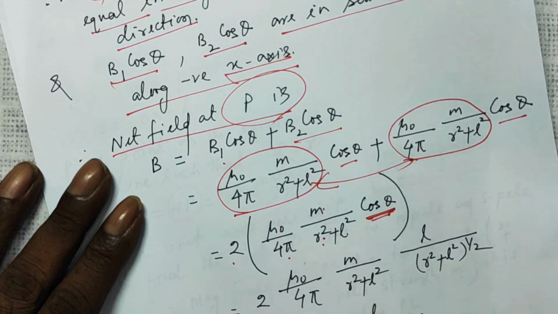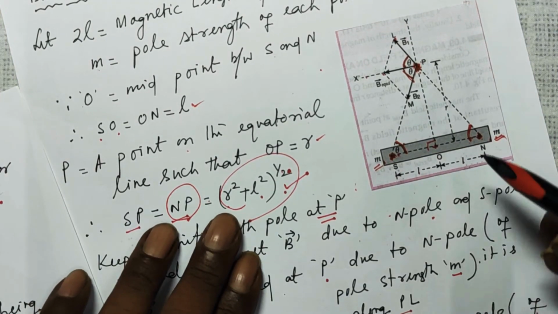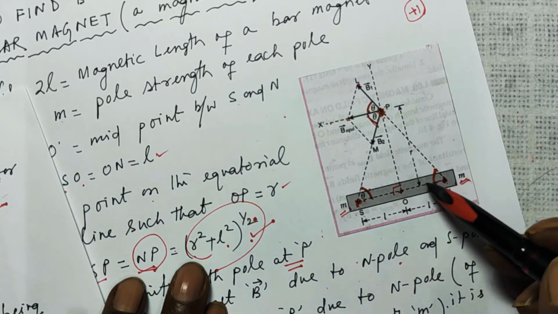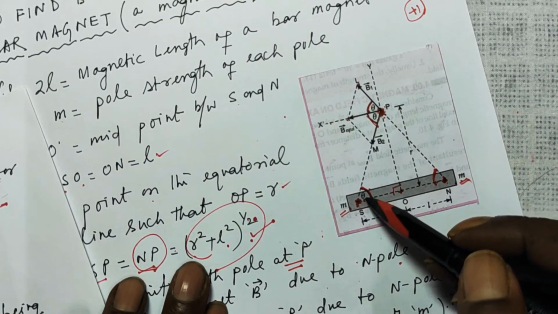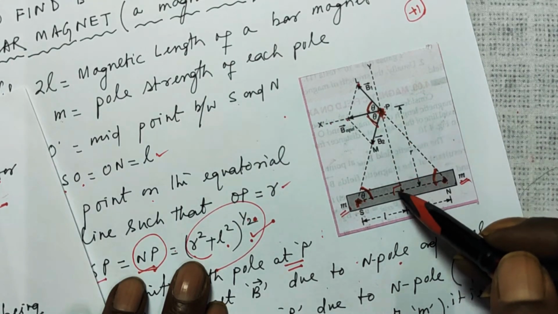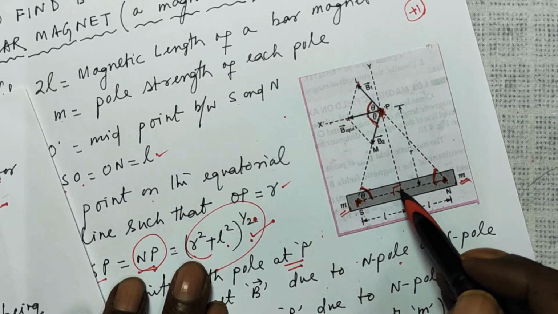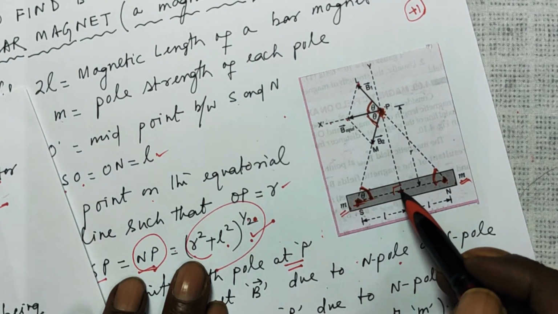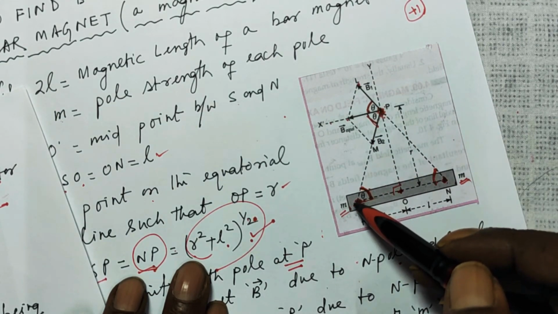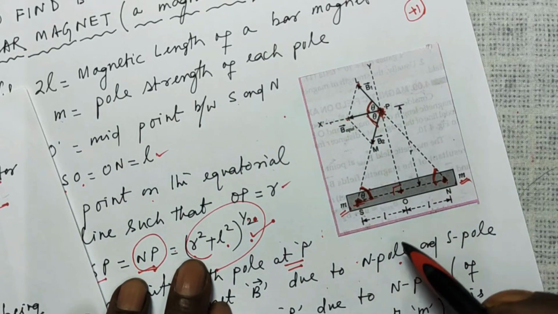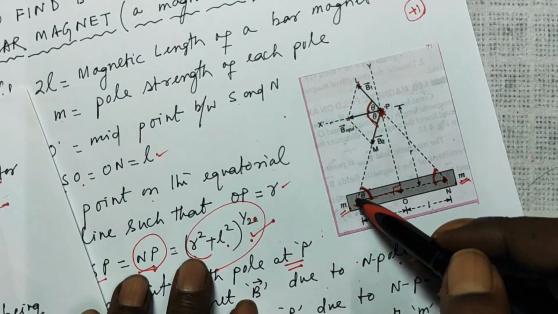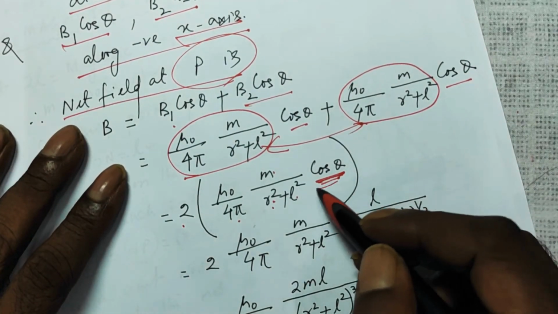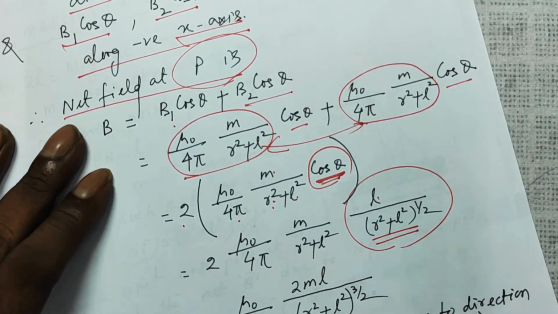Now let us find out how much is cos theta from the right angle triangle. Either you look at this triangle PSO or PNS. This angle is theta. So the side in front of the angle, that is from P to O, is the perpendicular, and from S to O is the base. So cos theta will be base over hypotenuse, that is L over this distance. This distance is the square root of r square plus L square. So your cos theta is equal to L over that distance.